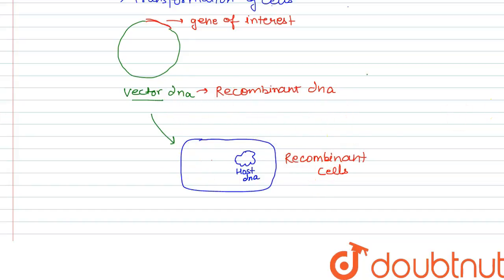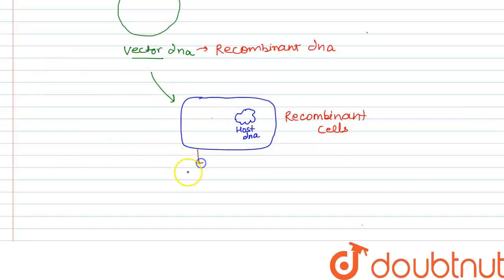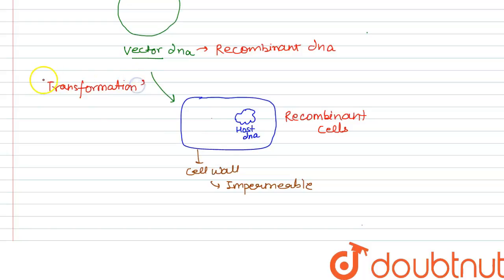Now, these are the cell walls of the host cell. Most of these cell walls are impermeable to this foreign DNA because vector DNA is not the host cell's own DNA. So most of the cells are impermeable to vector DNA, and they do not permit the entry of this vector DNA inside the host cells. So there are many methods to transfer this vector DNA into the host cell. This process of transferring the vector DNA into the host cell is known as transformation. Transformation is the process of transferring our recombinant DNA inside our host cell.